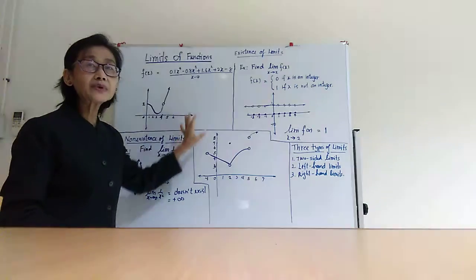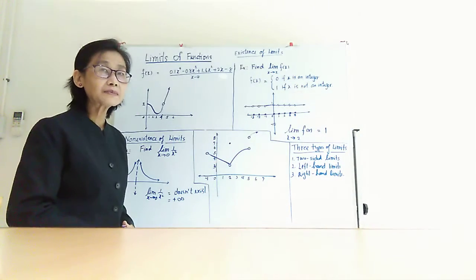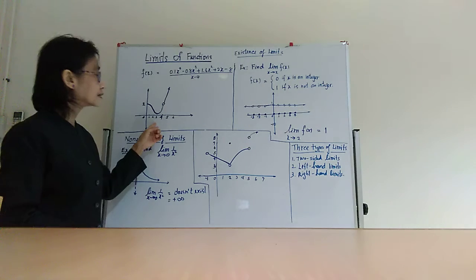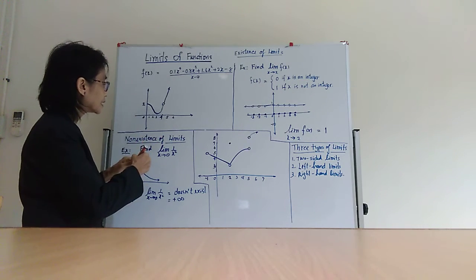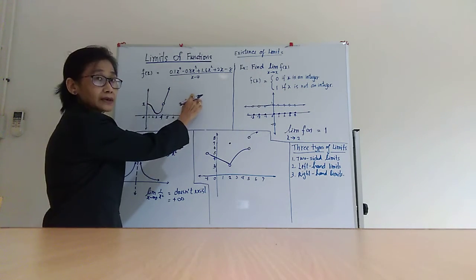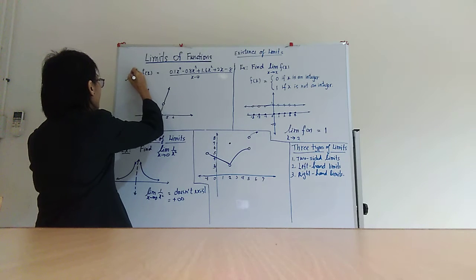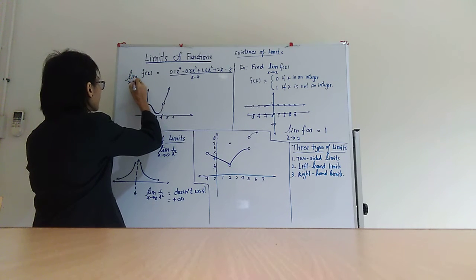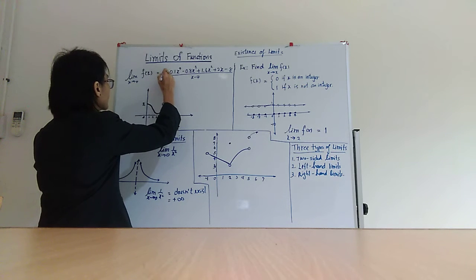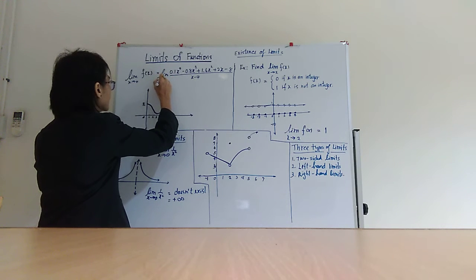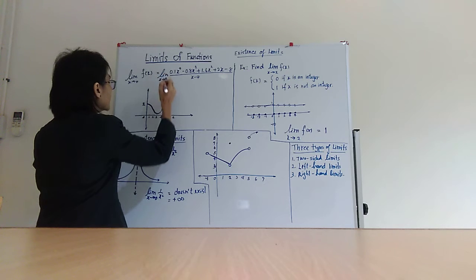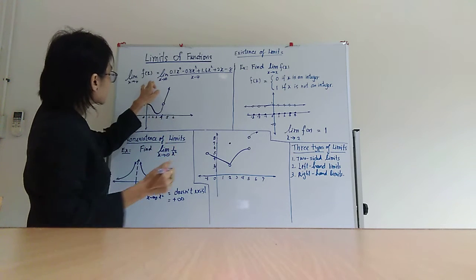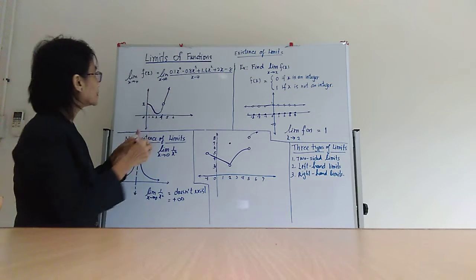For example, today we learn there's a two-sided limit. For example, the first one, right? When this is a function, but when you take the limit for both sides, when x equals 4, then you can answer, this is a two-sided limit.